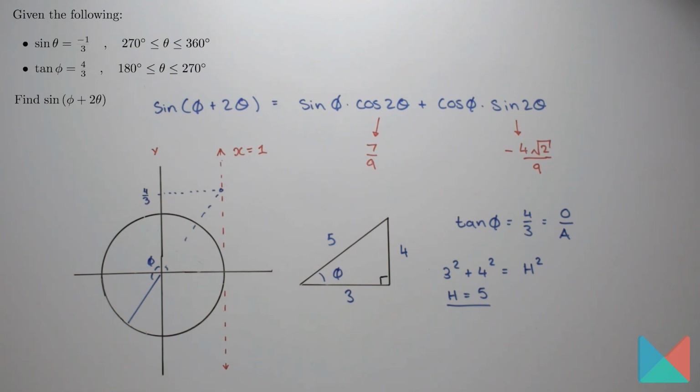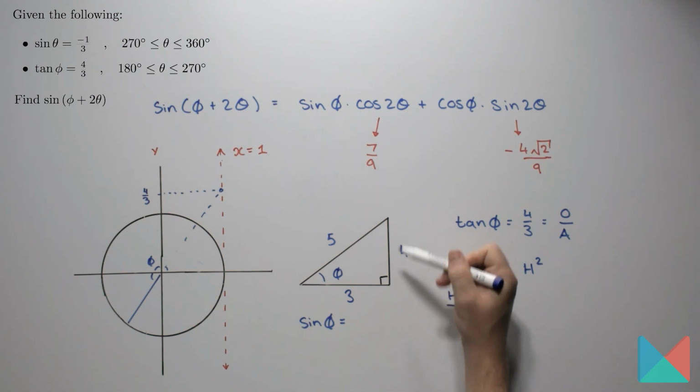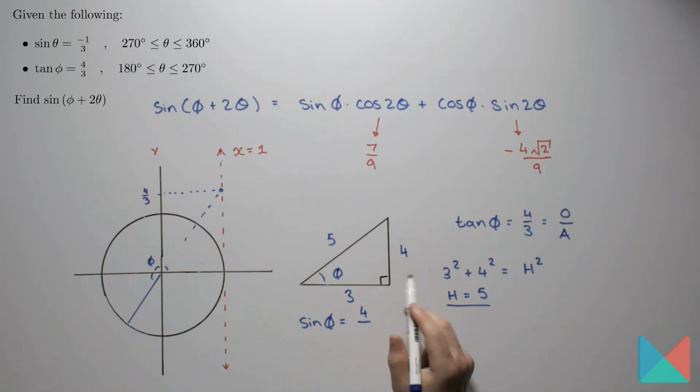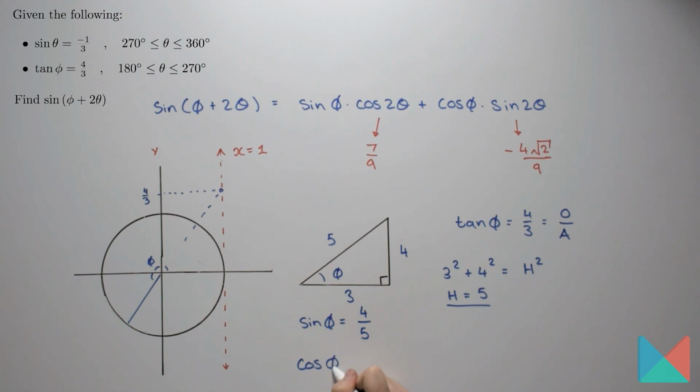And now going back to our SOHCAHTOA definition again, let's find what sine of phi is. Well, that's going to be our opposite over our hypotenuse, and our opposite is 4 divided by our hypotenuse, which is 5. And what about cos of phi? Well, cos of phi is our adjacent side, 3, divided by our hypotenuse, 5. And it would be nice if solving for sine and cos of phi were that simple, but it is not the case here, as we have missed something.